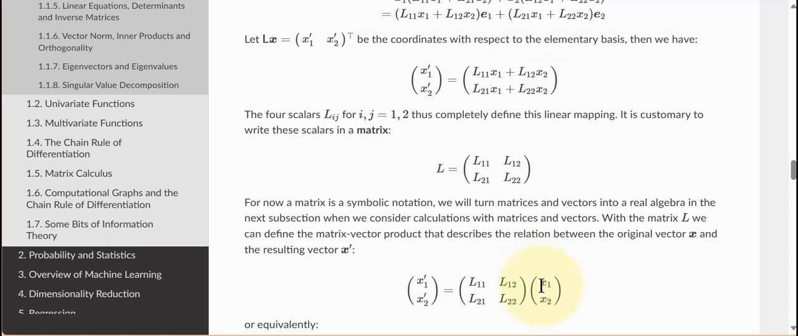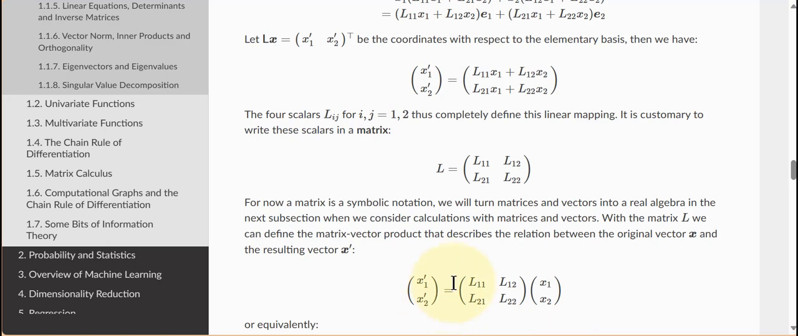If you take this times this, you get L11 times x1, L11 x1, L12 x2 right there. And then this one times this one, you get this and this. So it's perfect. When we take this matrix that we dreamed up based on these entries, these constants, and we multiply it times our input, we get our output.